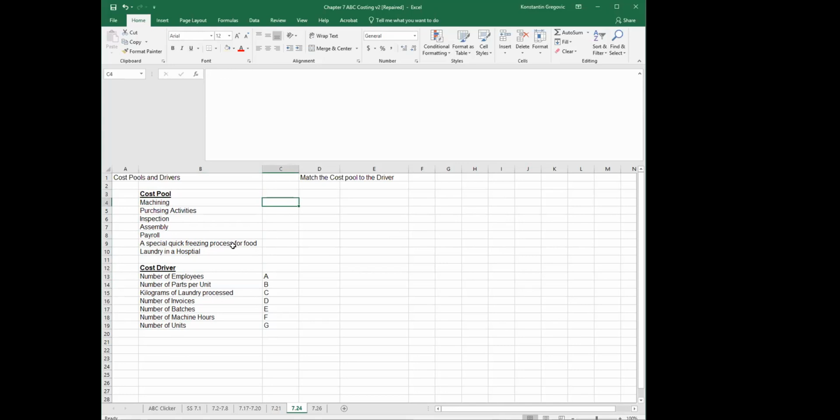So what's machining? Which cost driver is machining? Is it number of employees, number of parts? Is it kilograms? Naheb says F, number of machine hours. Everybody agree? Let's put F up there.